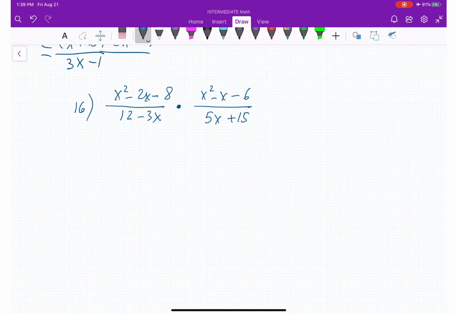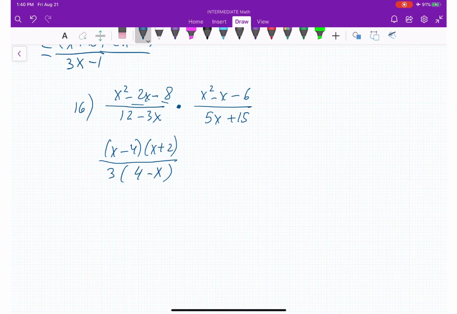Okay, so first fraction, we are factoring down. It's going to be x minus 4 and x plus 2, because negative 4 times 2 is negative 8. And negative 4 plus 2 is negative 2. So 12 minus 3x, all I can do here, take out common factor 3. I will get 4 minus x.